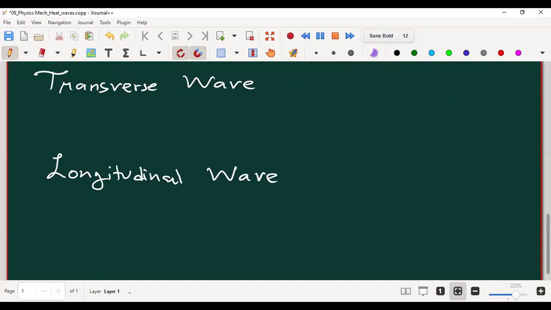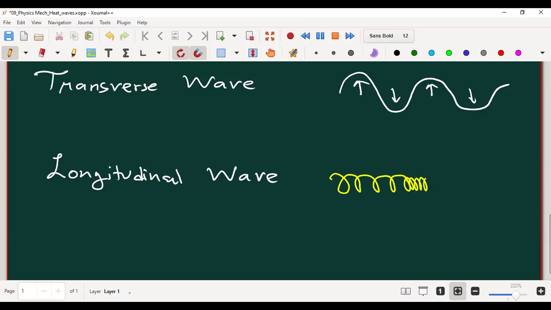For the transverse wave, it means that the propagation will be perpendicular. Yeah, this one is the transversal wave. But the longitudinal wave is like a spring. If we have a spring like this, it's also a kind of wave. So the direction of propagation and the displacement is parallel for a longitudinal wave.